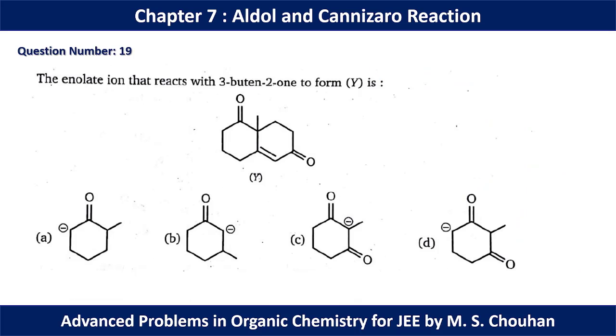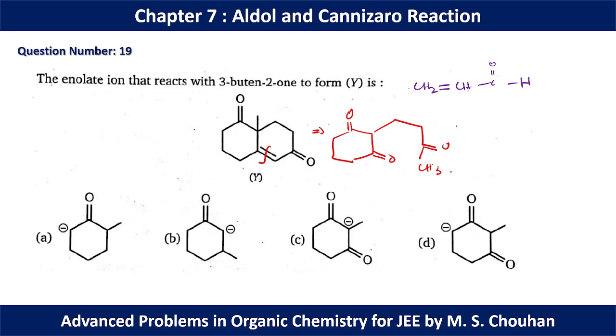In question number 19, the enolate ion reacts with 3-buten-2-one. So 3-buten-2-one will look like this: CH3 CH CHO. So we have to react an enolate with this molecule. So we can start with alpha beta unsaturation. So the initial retro-aldol thing will give you this kind of situation: C double bond O CH3.